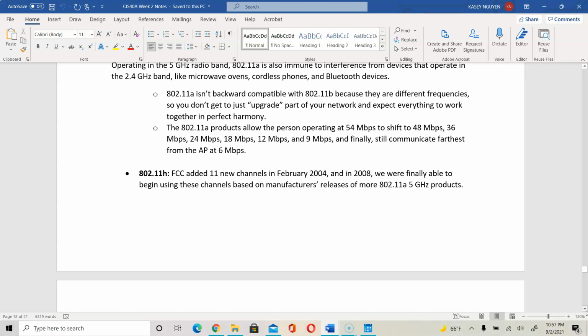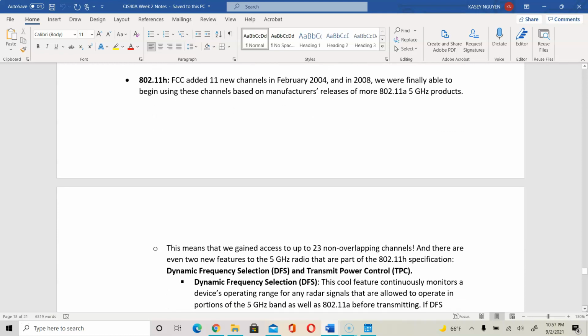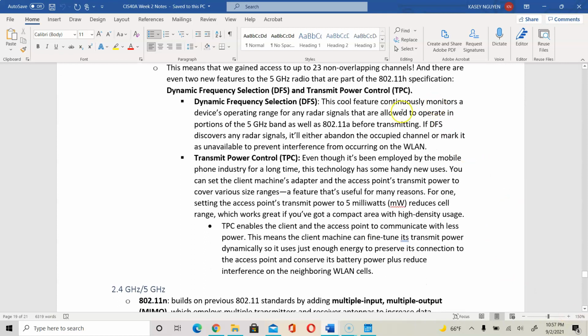For 802.11h, this was established in 2004 and later 2008. And so these channels were able to utilize what was created from 802.11a. So there are 23 non-overlapping channels for 802.11h, and there are new features that were added to 5 gigahertz compared to what you've seen from 802.11a. H was never really fully implemented for consumer use. However, here it would give you some information about 802.11h.